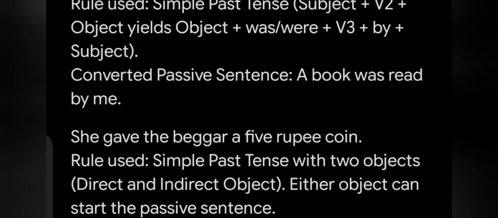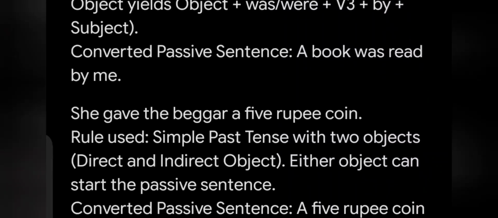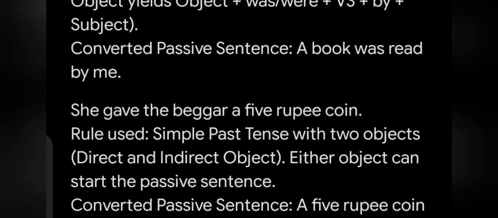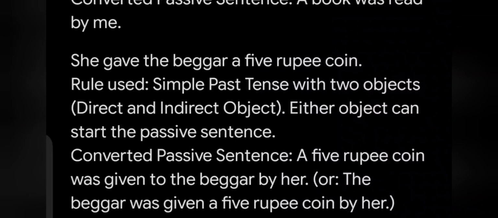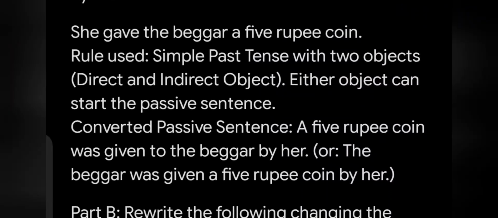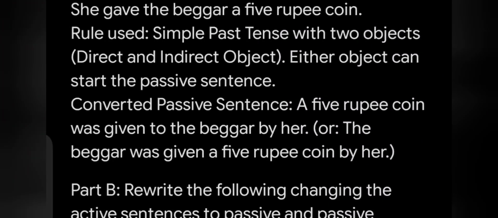She gave the beggar a 5-rupee coin. Rule used: simple past tense with two objects, direct and indirect. Either object can start the passive sentence. Converted passive sentence: A 5-rupee coin was given to the beggar by her. Or: The beggar was given a 5-rupee coin by her.